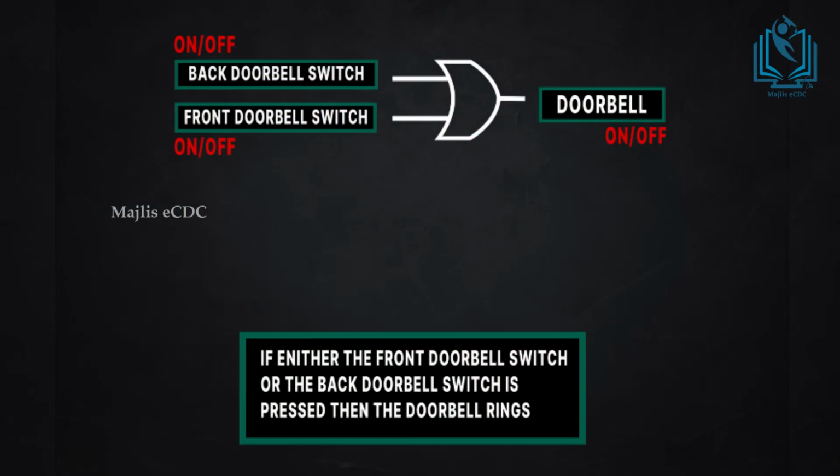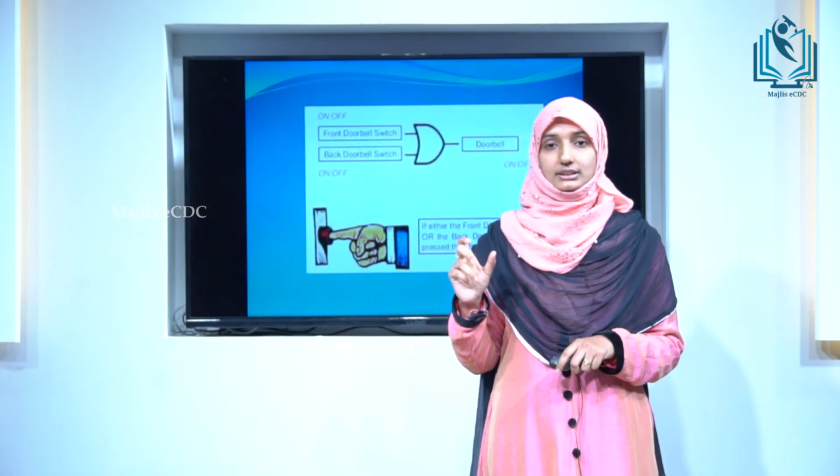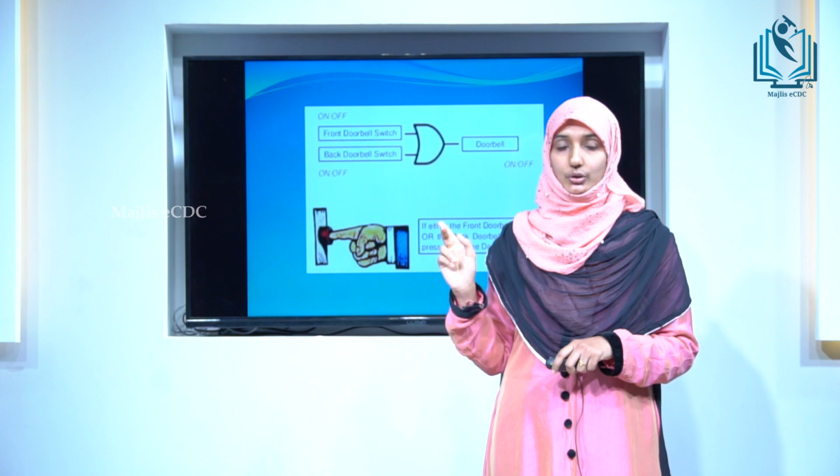An example of an OR gate: here we are using a doorbell system. Two inputs are connected, the front doorbell switch and the back doorbell switch. If either the front doorbell switch or the back doorbell switch is pressed, then the doorbell rings. That is the application of the OR gate.